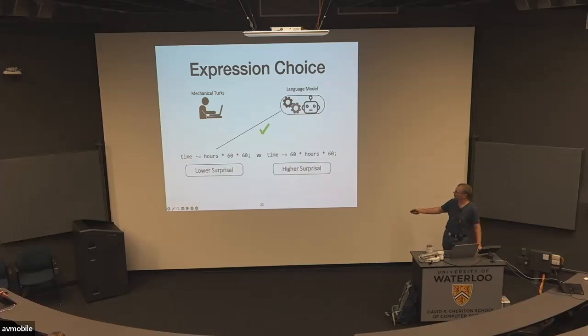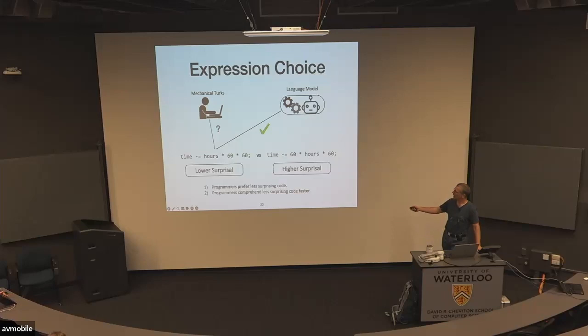After the language model was trained, it unsurprisingly finds this expression to be less surprising than this one. So to a first approximation, we'd say this one is more probable than this one.